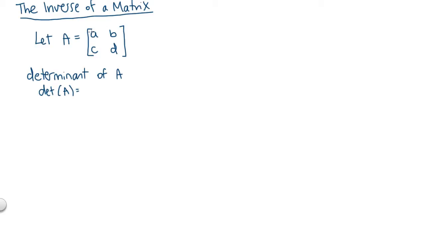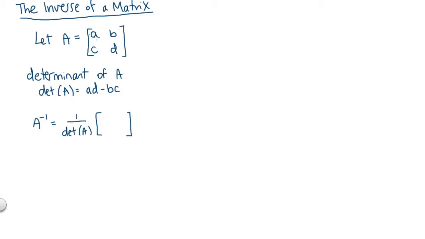We calculate it as AD minus BC. And this number, this determinant of A, leads us to a formula for A inverse. A inverse is 1 over the determinant of A times the following matrix.